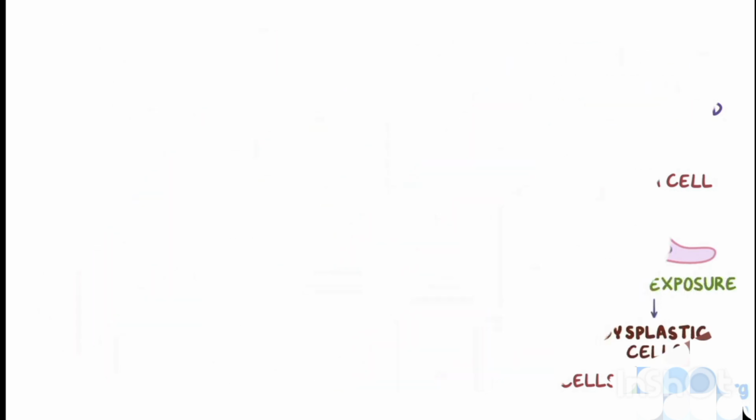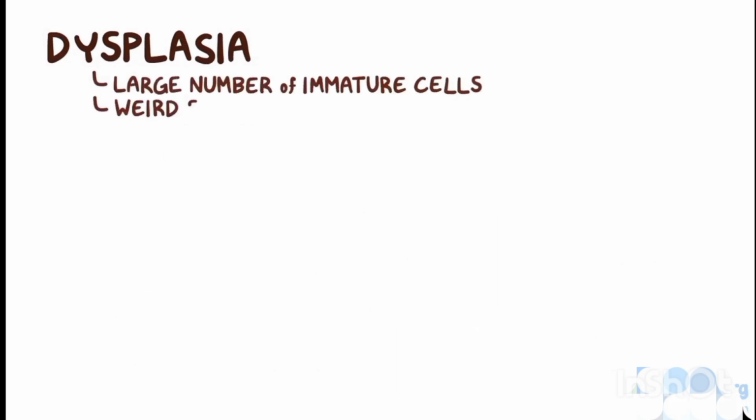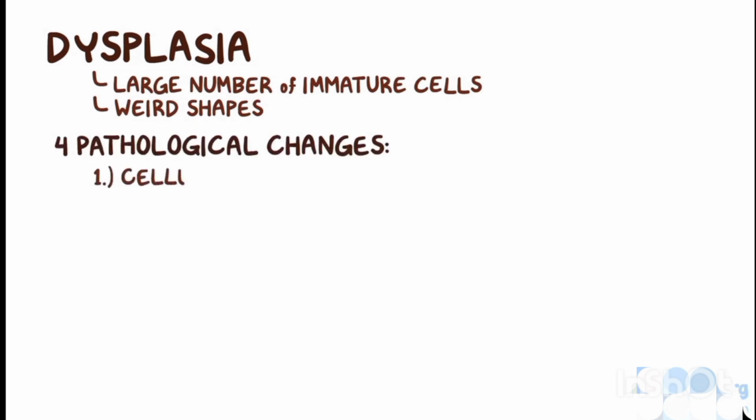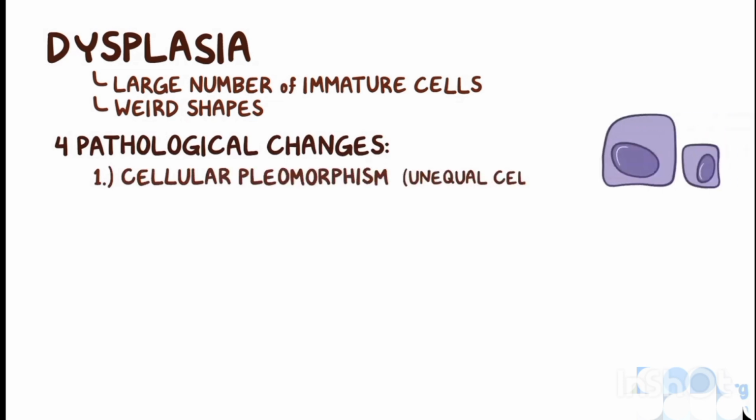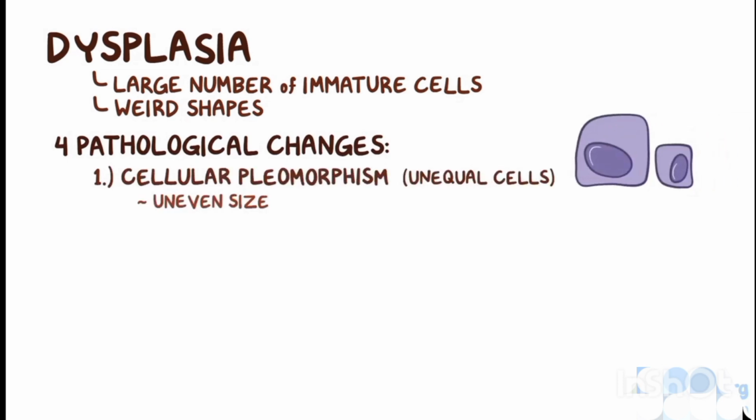In dysplasia, the tissue develops a large number of immature cells that have weird shapes, which you don't typically expect in normal, healthy tissue. There are 4 major pathological microscopic changes. The first is cellular pleomorphism, meaning that the cells are of uneven size, which is a strange finding, since usually tissue contains cells that are of roughly the same size.